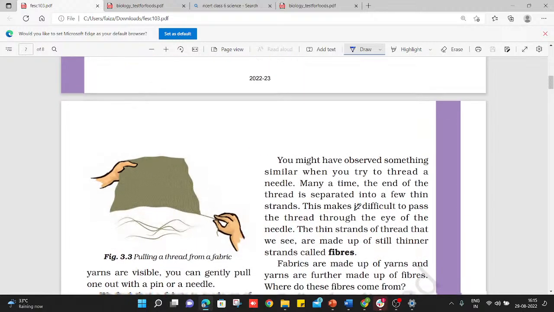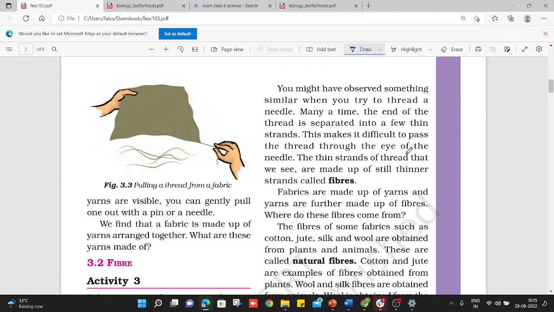Okay, you might have observed something similar when you try to thread a needle. Many a time the end of the thread is separated into a few thin strands. This makes it difficult to pass the thread through the eye of the needle. The thin strands of thread that we see are made up of still thinner strands called fibers. Fabrics are made up of yarn, and yarns are further made up of fiber.